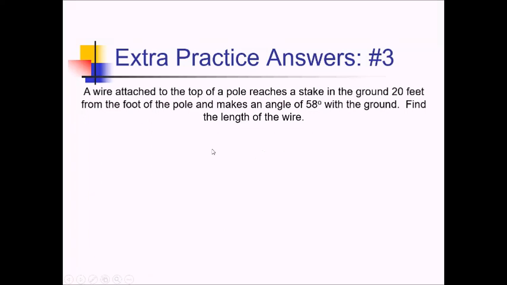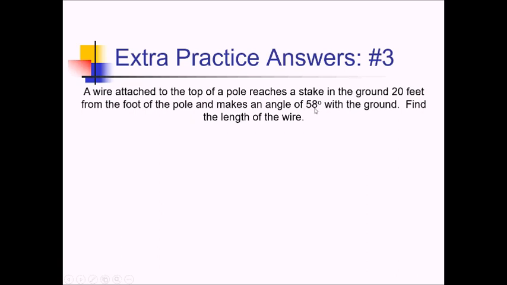On this problem, we've got a wire attached to the top of a pole, reaching a stake in the ground that's 20 feet from the foot of the pole. And we have an angle of 58 degrees with the ground. We want the length of the wire. So first, let's figure out which kind of triangle we're drawing here.